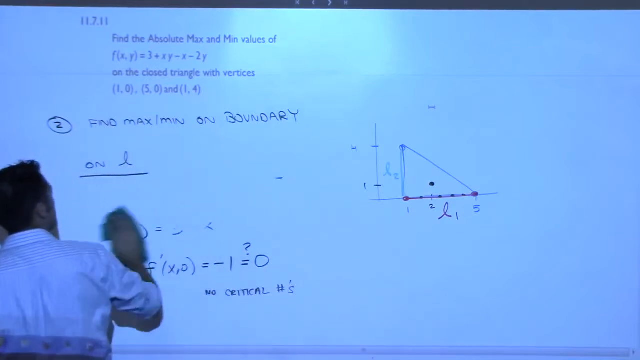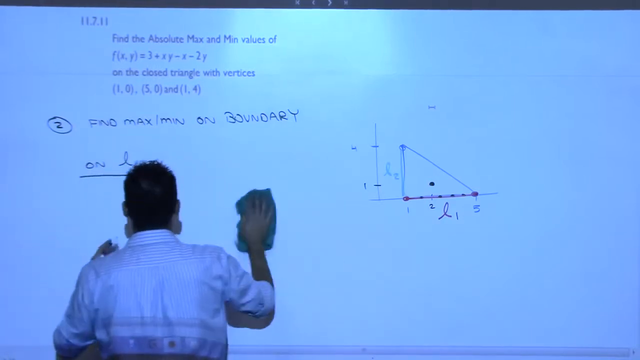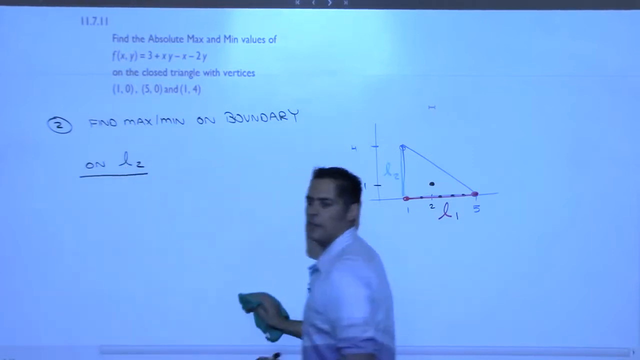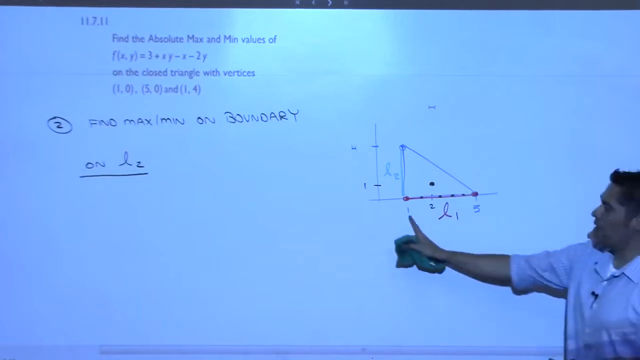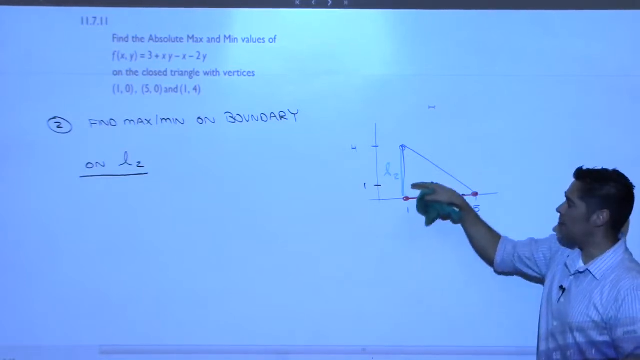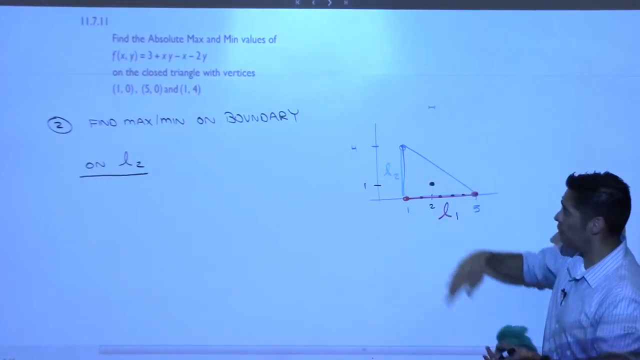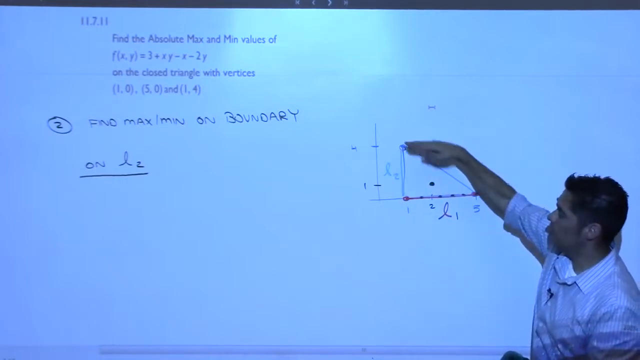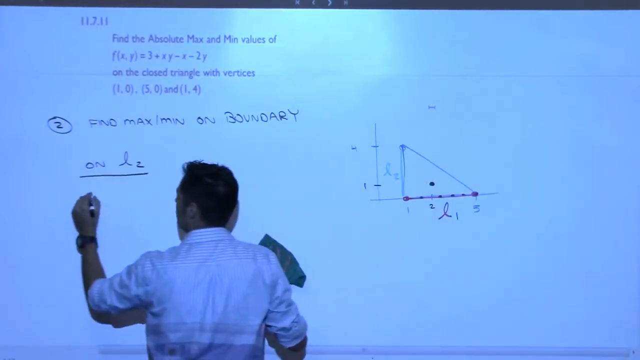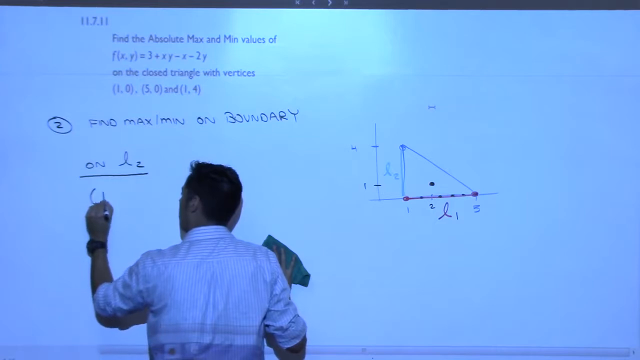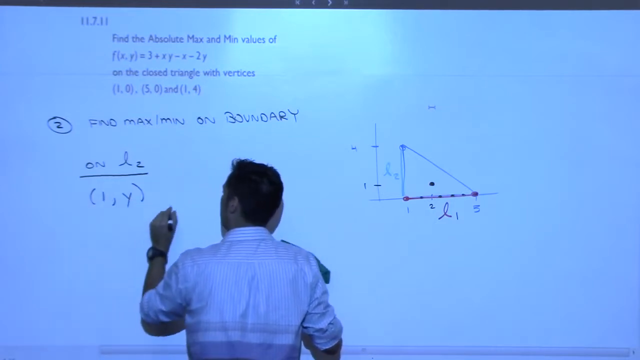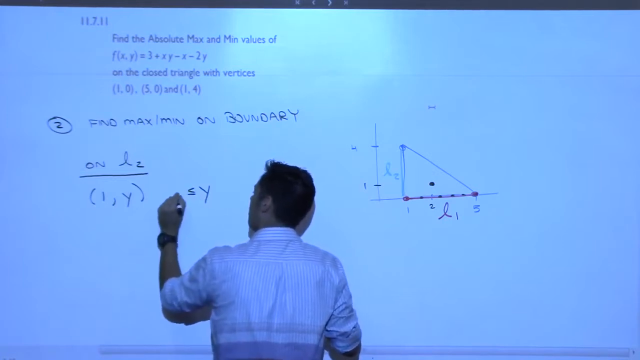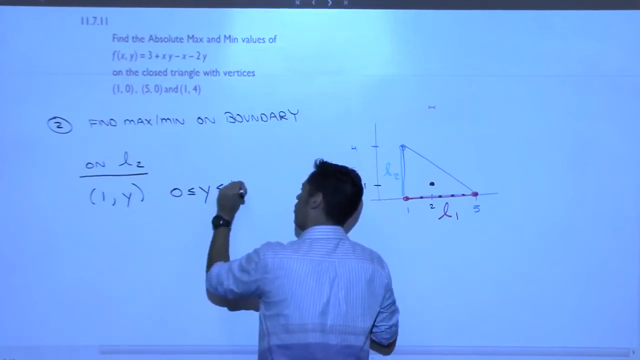So tell me about the points that live on L2. Tell me about those guys. X is always 1, right? And the y coordinate, it varies, doesn't it? It varies from 0 to 4. So all points on L2 look like this: 1 for the x coordinate and y for the y coordinate, where y is always between 0 and 4.